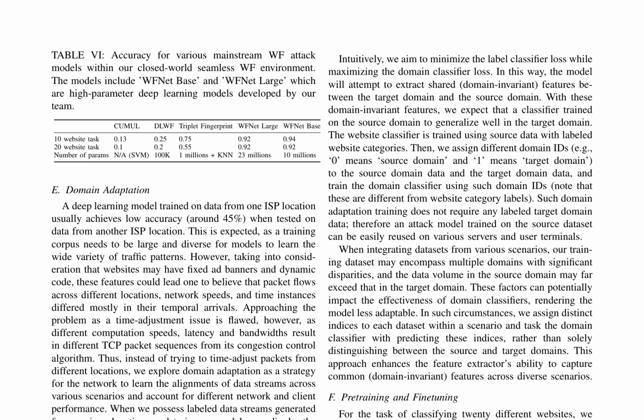The paper then discusses the challenge of domain adaptation in WF attacks. A deep learning model trained on data from one ISP location typically achieves low accuracy when tested on data from another location. To address this issue, the authors propose a domain adaptation strategy that enables the model to learn alignments of data streams across various scenarios and account for different network and client performance.